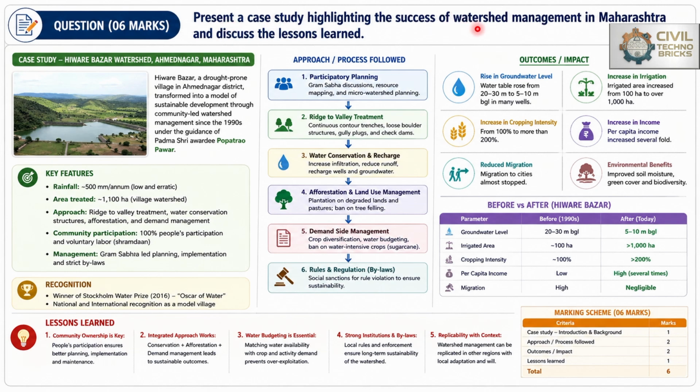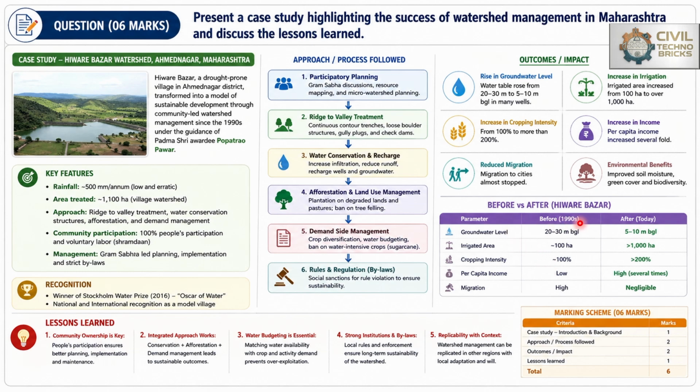process. Where before and after, if we draw the comparison or plot the comparison of that Hiware Bazar village, the parameters are groundwater level, irrigated area, cropping intensity, per capita income, and migration that are related to those outcomes.